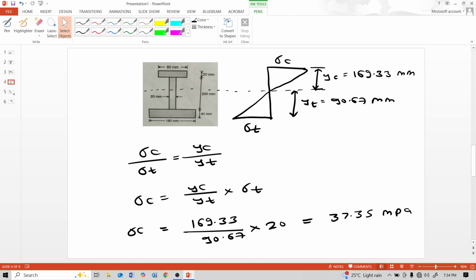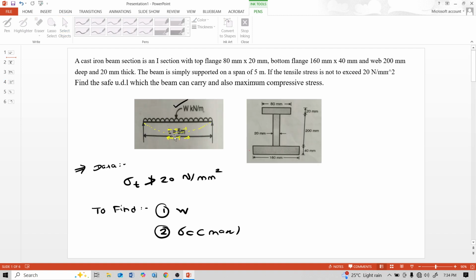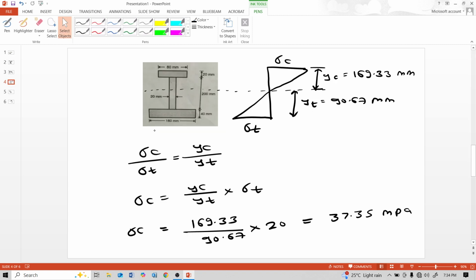And why sigma c is maximum? Because this is a simply supported beam, and this bottom part is tension part and top part is compression part. So compression stress on compression side is maximum, because see, material on this top side is also minimum. So stress acting on this top side is maximum here as per analysis.